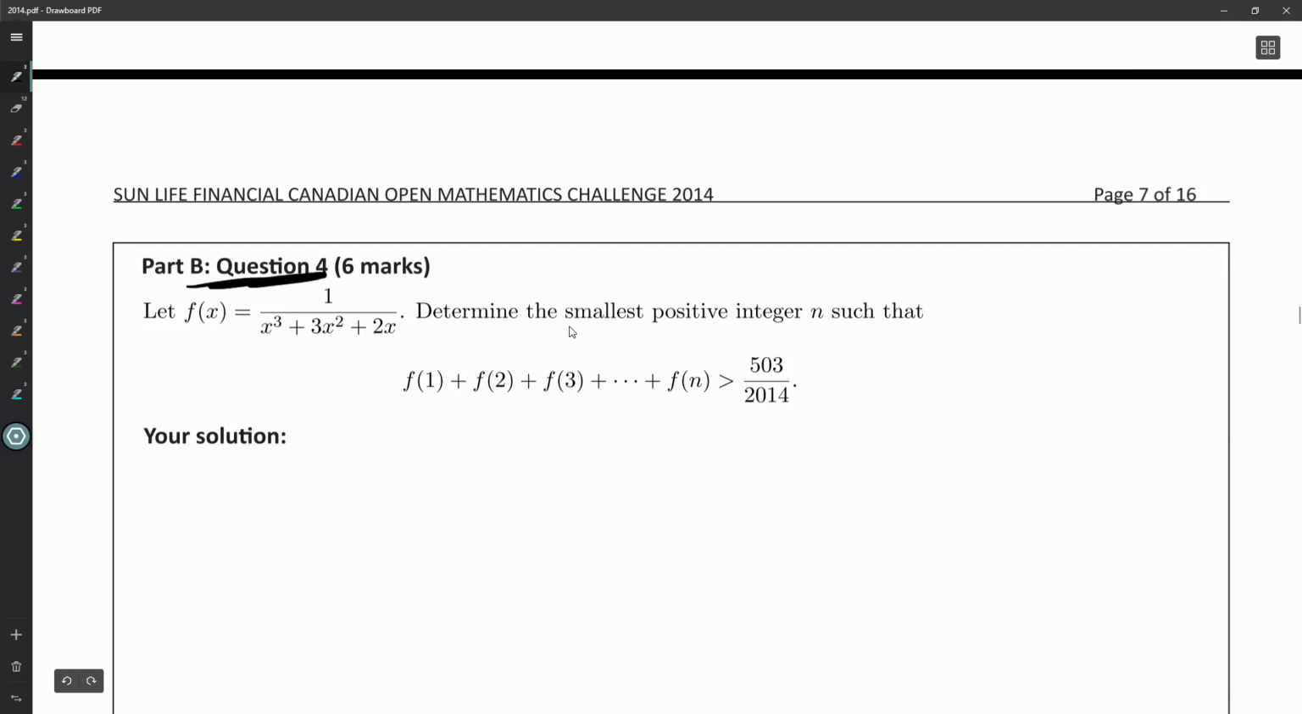Well, let's see. Let f of x be 1 over this cubic polynomial. Yikes. Determine the smallest positive integer n so that if I take f1 plus f2 plus f3 all the way up to fn, add them together, it's greater than 503 out of 2014. So that's roughly a quarter. Roughly a quarter we need to be bigger than.